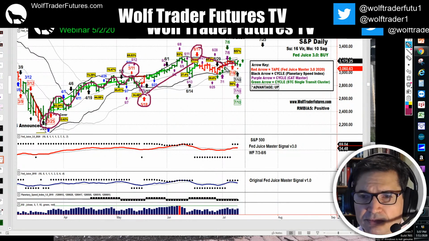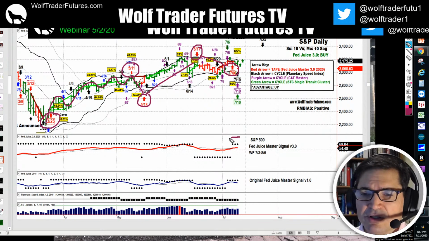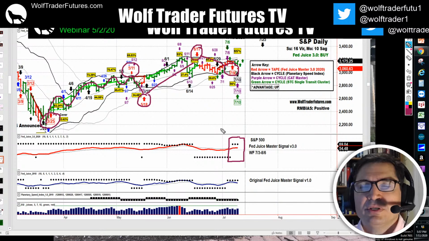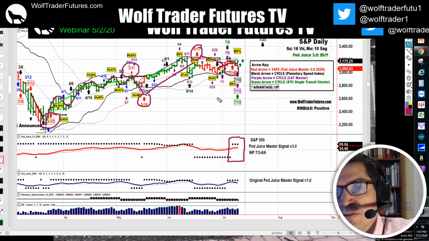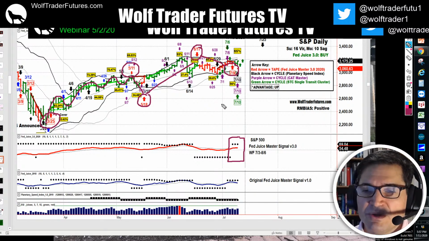So right now, it just came into a buy, just like a couple of days ago. So there's upside potential here on this S&P. Could be for a while. Could be for a couple of weeks.